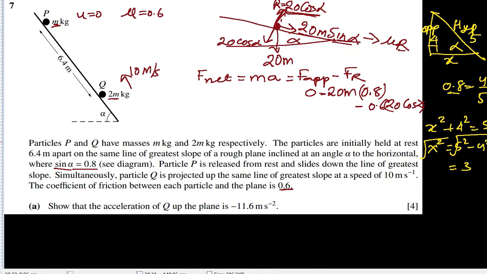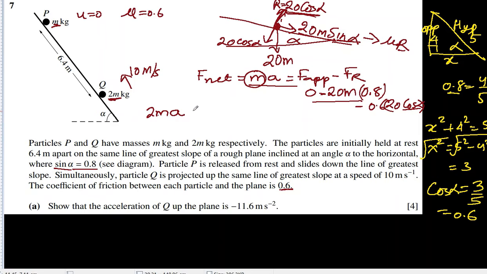square root both sides, and you'll get it equal to 3. So now we want to find cos alpha. And cos alpha is adjacent over hypotenuse, 3 over 5, which is 0.6. And that 0.6 we can use in place of this cos alpha. So let's write this equation again. The mass here is not m actually. For this particle, mass is 2m. So we will use 2m.